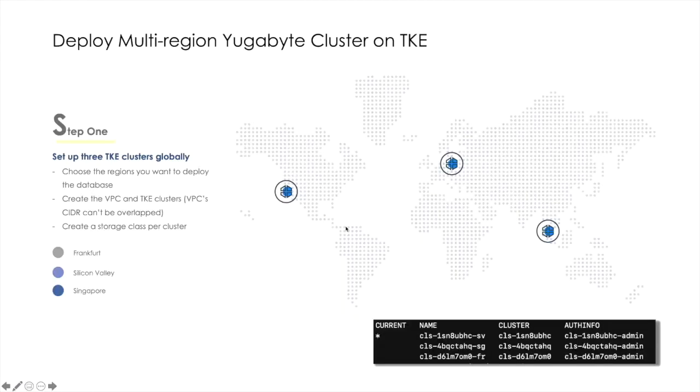First is to set up the TKE cluster properly. To do so, you need to create a VPC, the TKE cluster, and a storage class in each region you choose. Here I select Frankfurt in Europe, Silicon Valley in North America, and Singapore in Asia. And it doesn't have to be 3, it can be any number. Also, please make sure that all VPC CIDR blocks do not overlap, as we need to interconnect them in the next step.